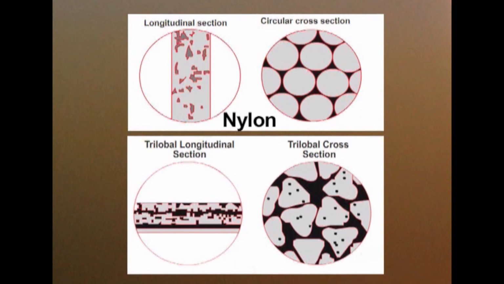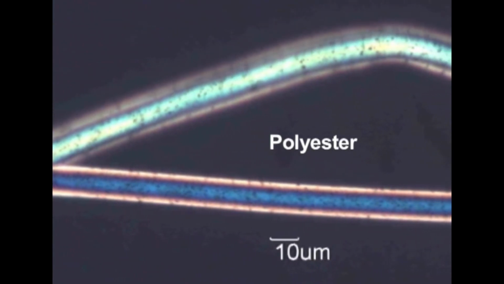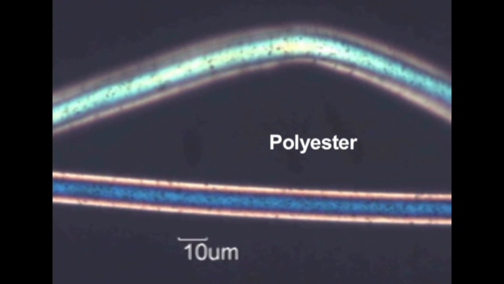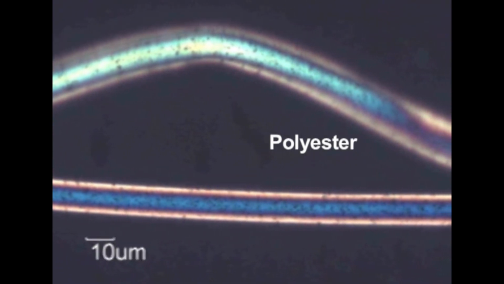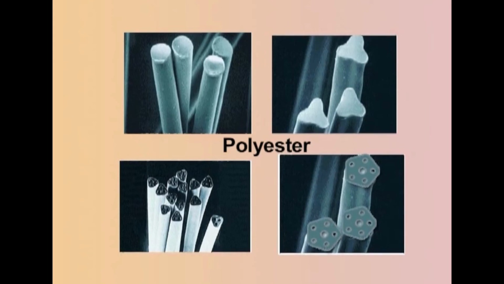And in case of the cross section, we find it is round in shape, and sometimes it may have even the spotted appearance if it is a delustered one. And polyester, it looks similar to nylon. It is rod-like cylindrical structure with smooth surface. Delustered fiber again shows a spotted or peppery effect inside the fiber, and the cross section is going to be round, again with a spotted appearance.